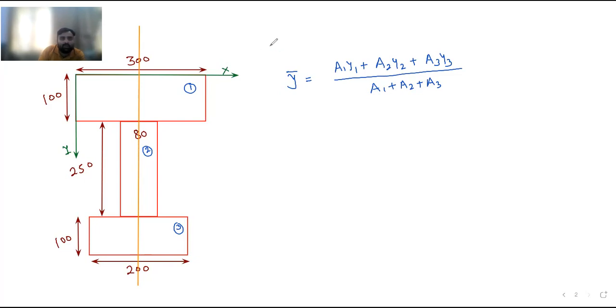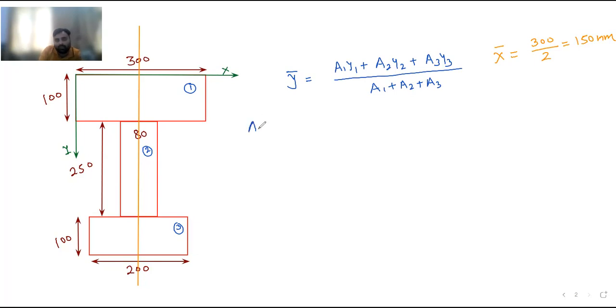What is the value of x bar? Here in this case, what is the maximum dimension? 300. 300 by 2, 150. So from the origin, from this point, it is at a distance of 150. This is the center line. So it is symmetric about the y-axis. So x bar I can write directly. X bar is equal to 300 by 2, which is 150 mm. Now we will think about the y bar. So a1 y1, my area 1 and then y1, then area 2 and y2, area 3 and y3.